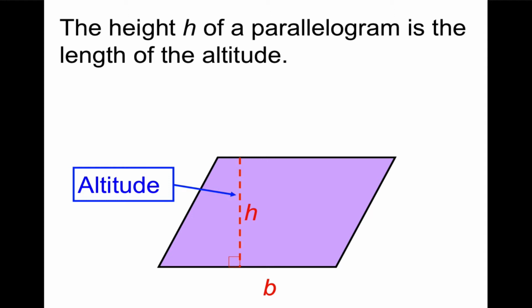And the length of that altitude we're going to find is the height. So let's write that down. The height, h, of a parallelogram is the length of the altitude. Therefore, the area of a parallelogram is base times height. It's the same formula we use for rectangles.